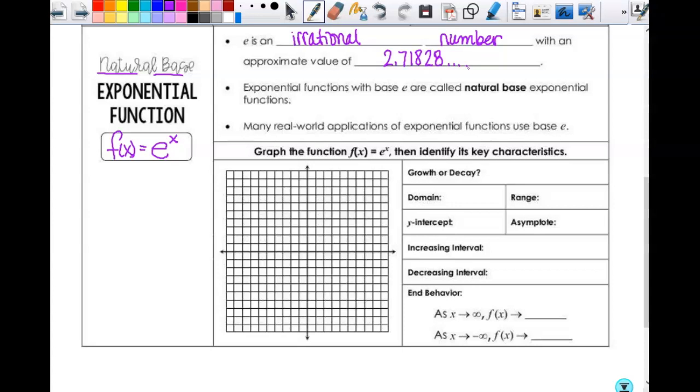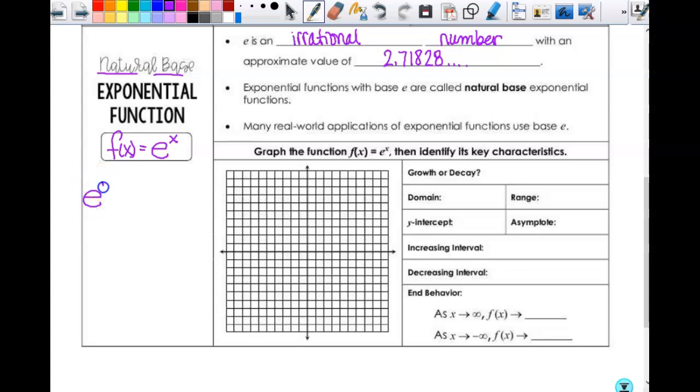So exponential functions with base E are called natural-based exponential functions. Many real-world applications of exponential functions use base E. We'll talk a little bit more about what E is, where it comes from, why we use it in the next couple days. But right now, I know it's not new to you, so we're just going to talk about what it is. Here's what you have to know for the graphing part of this.